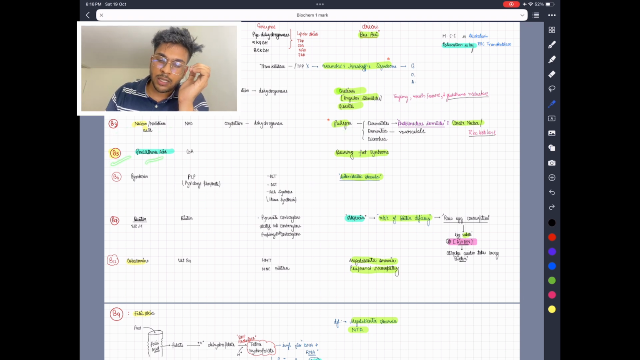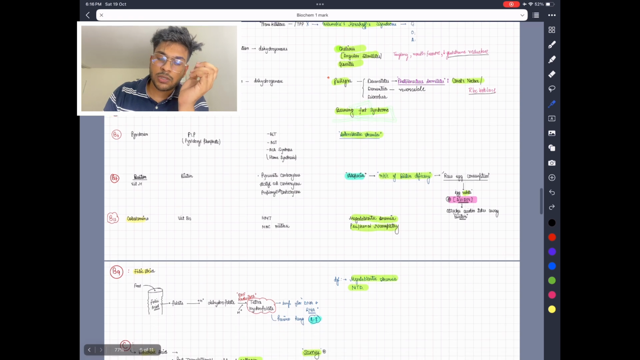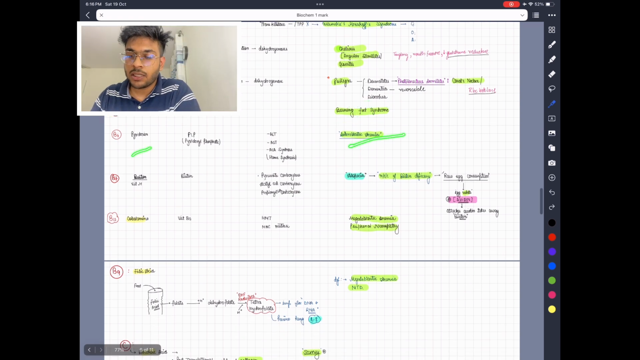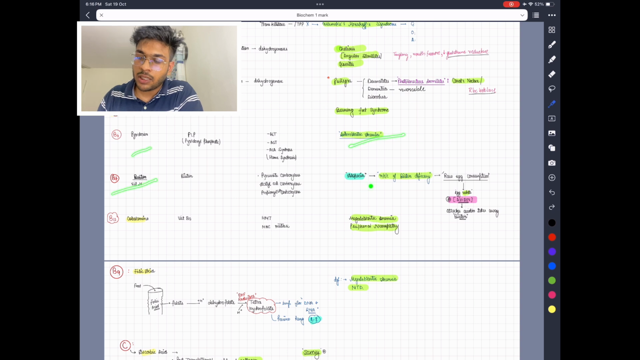B5 is pantothenic acid. Penta means 5, B5 means 5. We have 5 fingers, we have 5 toes, so it is associated with the foot, burning foot syndrome. B6, pyridoxine, sideroblastic anemia. B7, biotin, associated with alopecia.